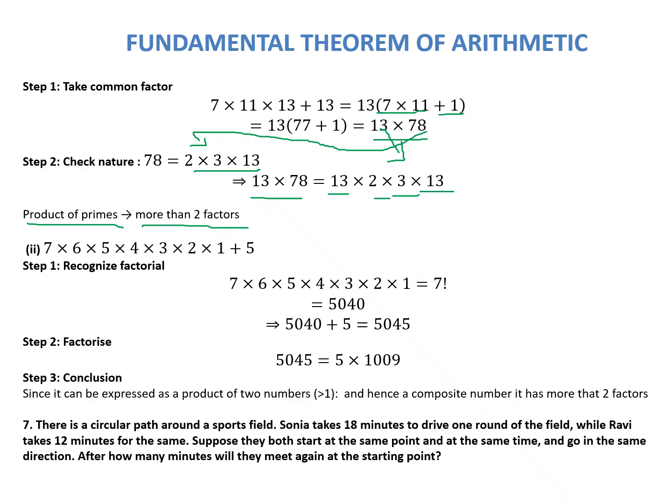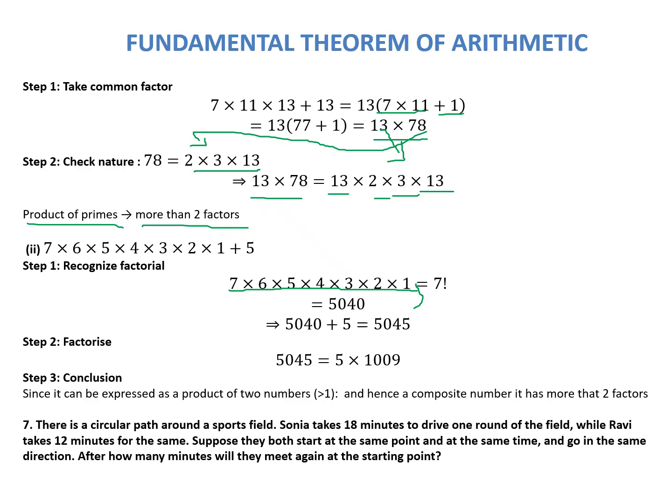Likewise, for the next example, 7 into 6 into 5 into 4 into 3 into 2 into 1 plus 5. So this is largely a factorial representation, though it is a bit high for this class. Factorial means that we have a series where a number is multiplied by the numbers in a reducing sequence. So 7 into 6 into 5 into 4 into 3 into 2 into 1 is 7 factorial. If it is 5 factorial, it would be 5 into 4 into 3 into 2 into 1.